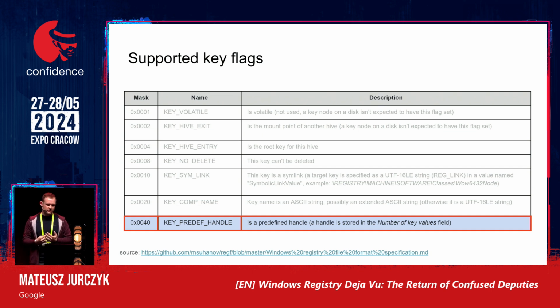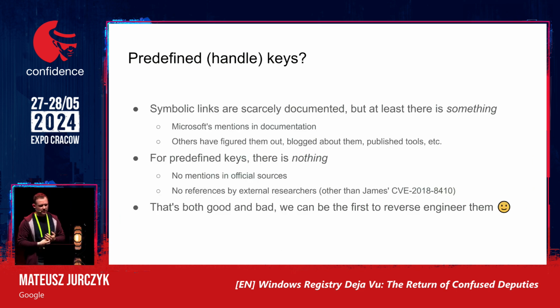So I was very confused when I saw that, because it doesn't tell me anything about what this feature is about. By comparison, symbolic links are also not very well documented in Windows, but at least there is something that we can start our analysis with, right? So Microsoft mentions it a little bit in the documentation. Other people have looked into it, blogged about it, created some tools to create symbolic links and stuff like that. But for this kind of predefined keys, there was basically nothing when I Googled this.